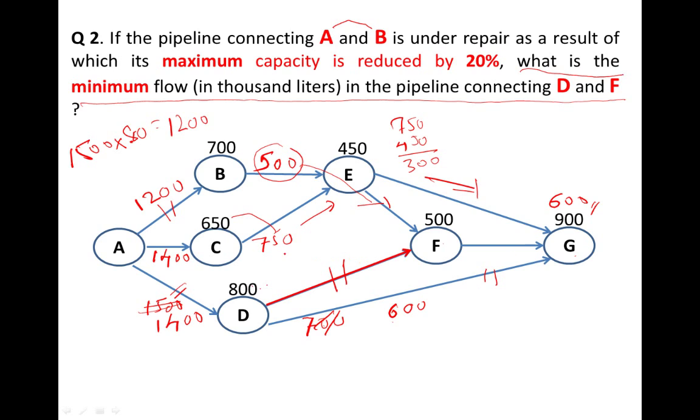So in this way we fill all the depots without flowing any quantity of oil through D and F. That means D to F could be 0. So this is my answer. So the answer is 0. And at the same time check from these three pipelines, A to B, A to C and A to D, whether the total is 4000 or not. So I can see that 1200 plus 1400, that is 2600, plus 1400 is equal to 4000.